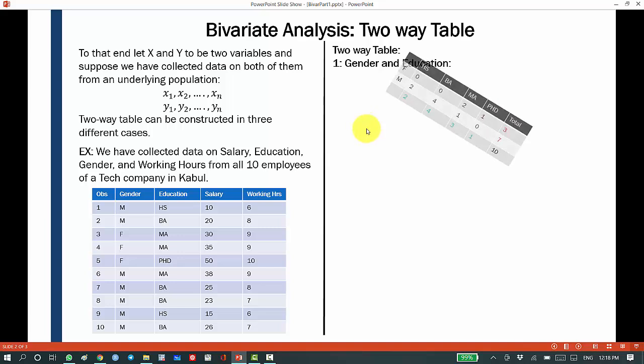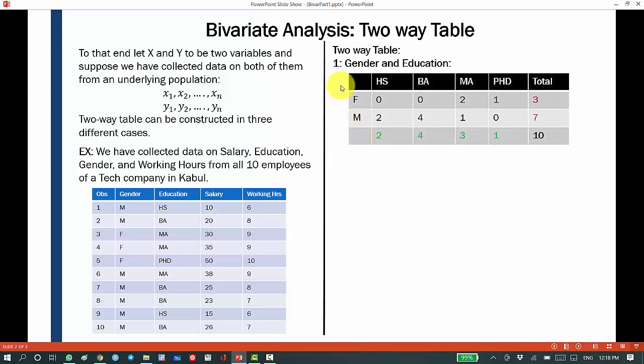To construct the two-way table for education and gender, on the first column, we consider the values of gender, female and male. And on the first row, we consider different values of education, such as high school, bachelor, master, and PhD, respecting the order of education level. Then we see how many females have high school, how many females have a bachelor's degree, master's degree, and PhD degree.